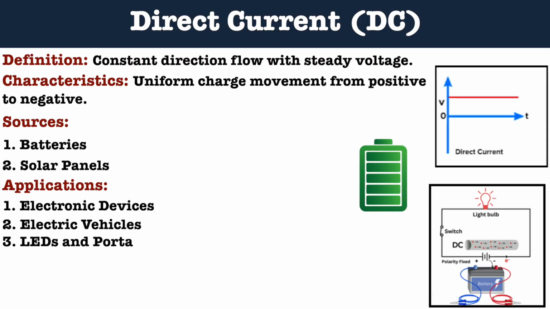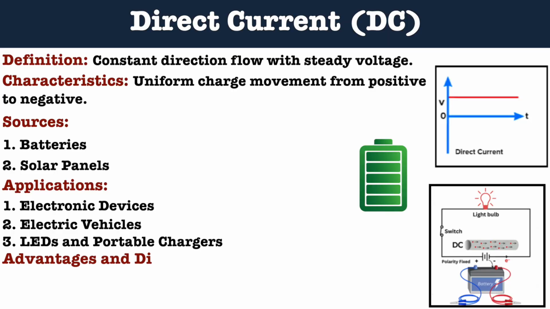If we talk about LED lighting, LEDs operate on DC, so even though they might be connected to an AC supply, they internally convert it to DC. If we talk about portable chargers and power banks, these devices store energy as DC and provide AC to charge other devices. Now we will discuss the advantages and disadvantages of DC.